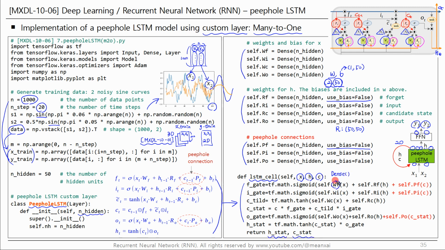Since WF is a dense layer, if you input X here, it will return the dot product of X and W plus B. Since RF and PF are also dense layers, inputting H and C here will return H.R and C.P respectively. The dense layers RF and PF have no biases, so this is equivalent to this expression. The outputs of other gates are computed in the same way.